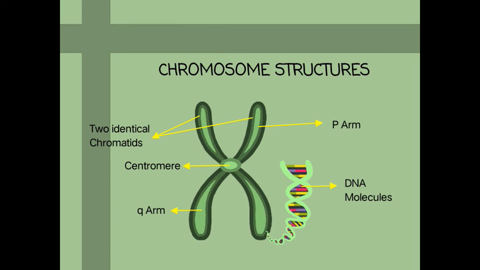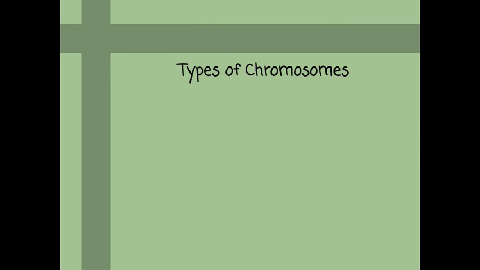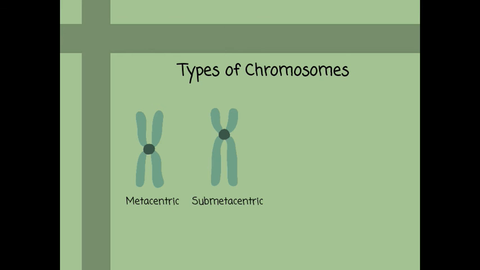The first basis for classification is shape. Here, the position of the centromere helps us categorize the chromosomes into four types. The four types include metacentric, submetacentric, third is acrocentric, and last is telocentric chromosomes.